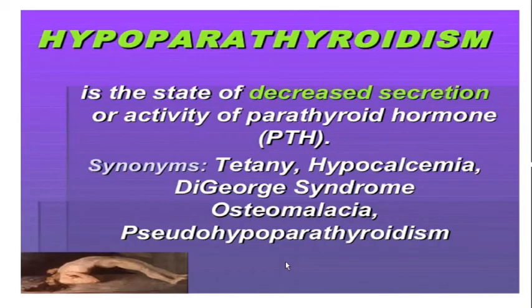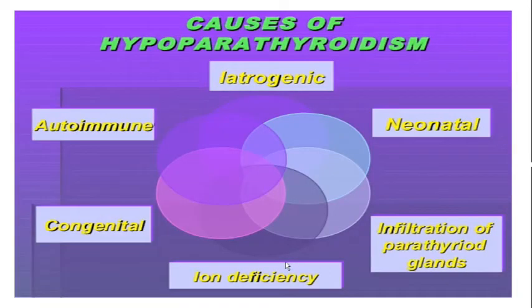So moving on from hyperparathyroidism is hypoparathyroidism. Here you can have a decreased secretion or activity of the parathyroid hormones, and the synonyms which have been used with this are tetany, hypocalcemia, DiGeorge syndrome, osteomalacia, pseudohypoparathyroidism.